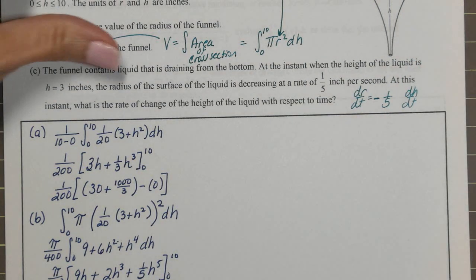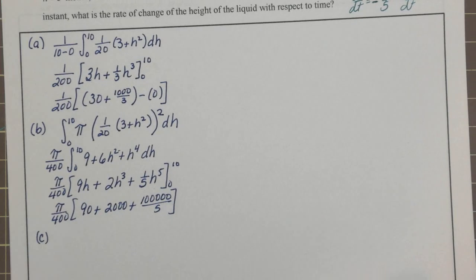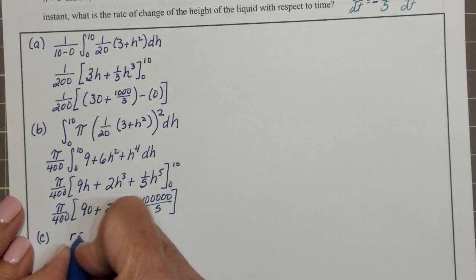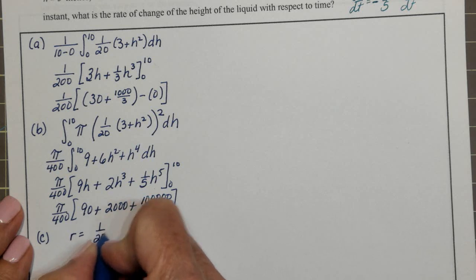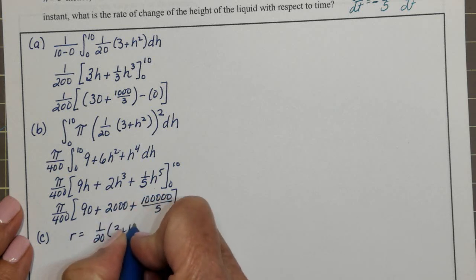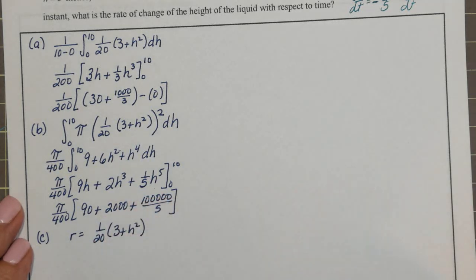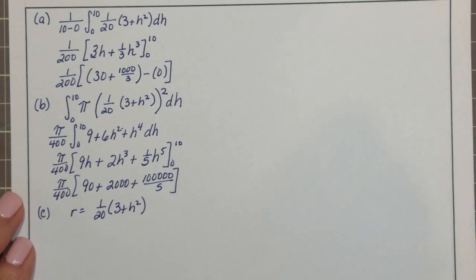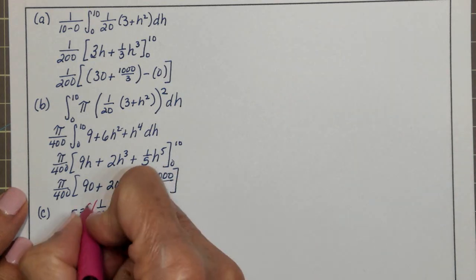Well, this is not bad at all. They give me an equation for r. And they asked me to find dh dt. So I'm going to take the derivative of both sides with respect to t.